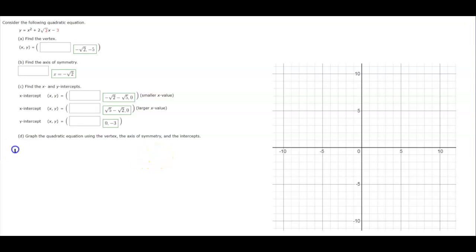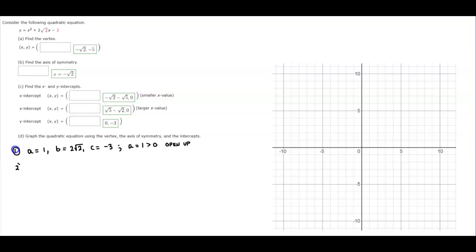So the first thing we want to do is identify the values of a, b, and c. We know the value of a is 1. We know the value of b is 2 times the square root of 2. And we know the value of c is negative 3. Okay, now since a is equal to 1 and that's greater than 0, that means that this is going to open up.